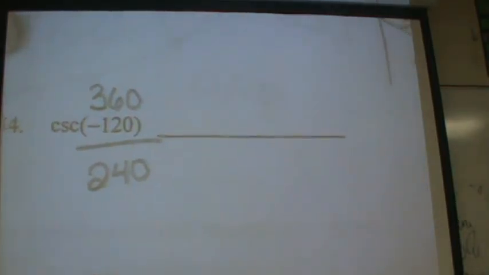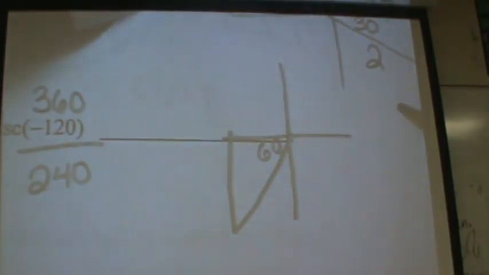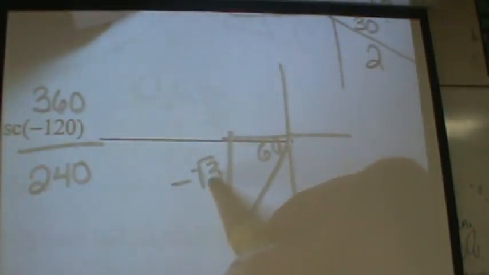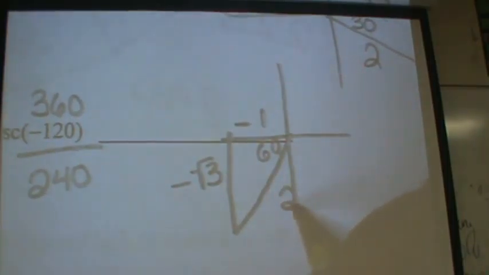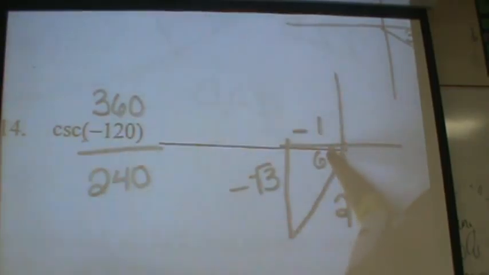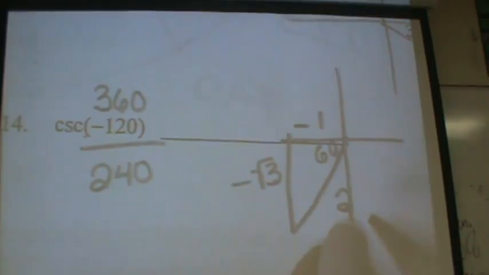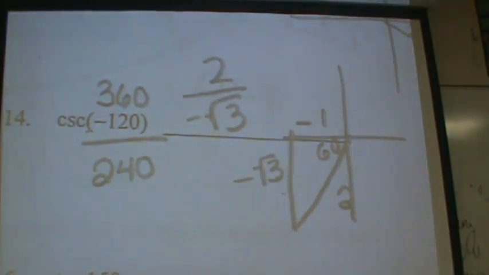I don't like negative 120, so I'm going to add 360 to this. I get 240. Where's 240? 240 is in quadrant 3. This is going to make a 60 degree angle here. So this is going to be negative root 3, this is going to be negative 1, and this is 2. Well, cosecant is the upside down version of the sine one. Sine is opposite over hypotenuse. So it's going to be hypotenuse over opposite. Yes, hypotenuse over side opposite. So 2 over negative root 3.